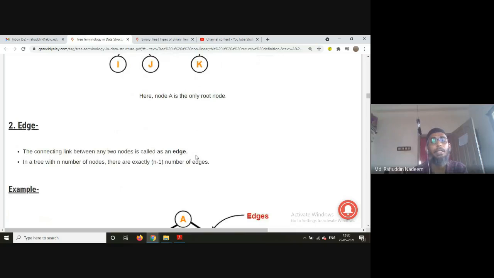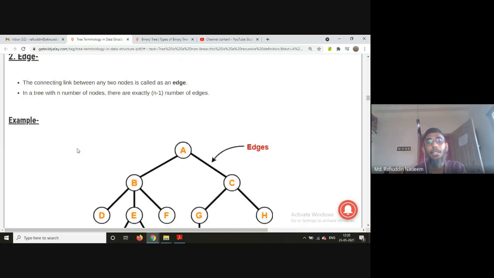Then the edge, as I just said, anything which connects two nodes is called an edge. And if there are n nodes, then there will be exactly n minus 1 edges.